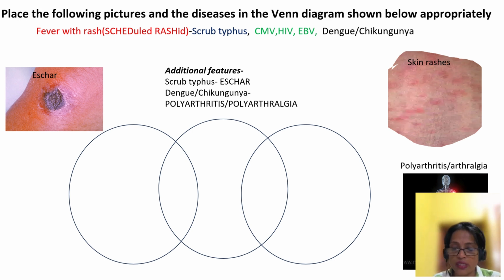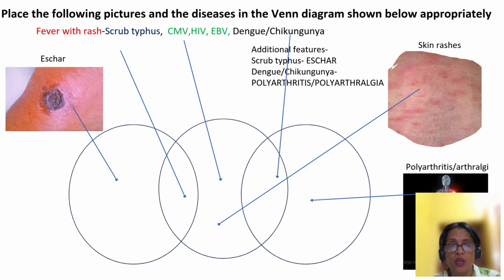So now let us try to see, pushing these etiological agents and clinical conditions into the appropriate loop. They have represented three loops here. So skin rash is common, so the skin rash will come to the center.